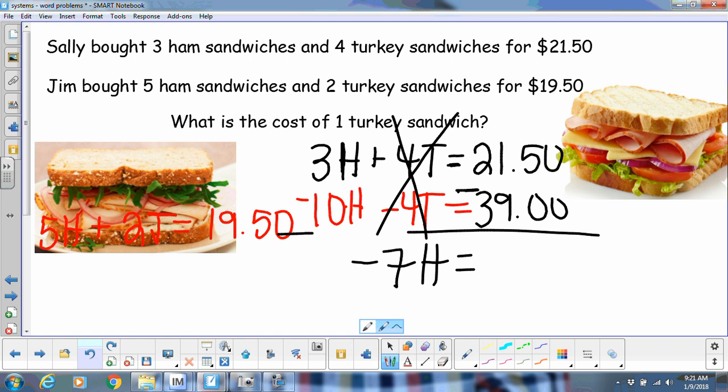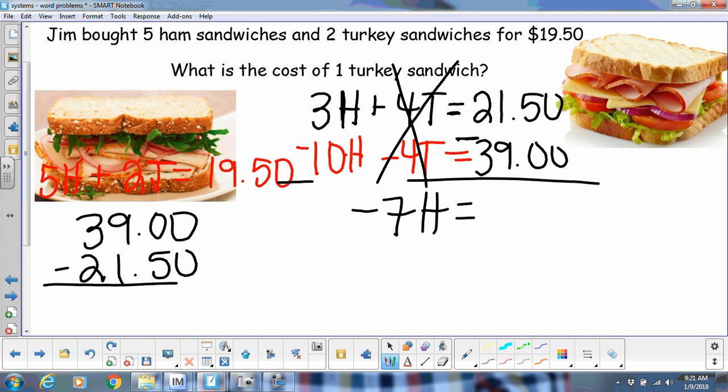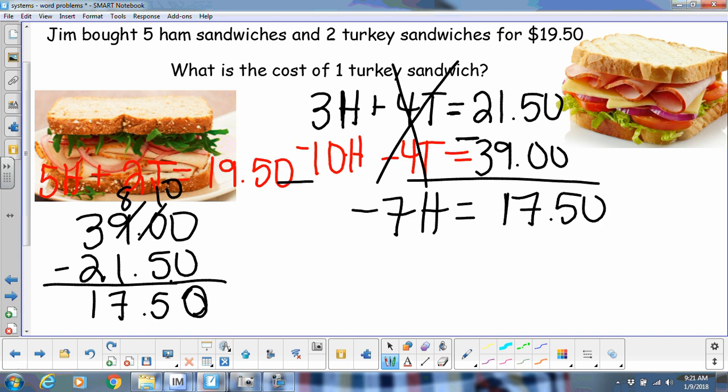All right, y'all. I'm telling you, you better be careful here. 39 minus 2150, right? So it is 1750. Y'all, I'm not kidding, you've got to pay attention to detail here on these numbers. All right, so now I have to divide 1750 by, oh, that was a negative 1750, sorry, by 7.